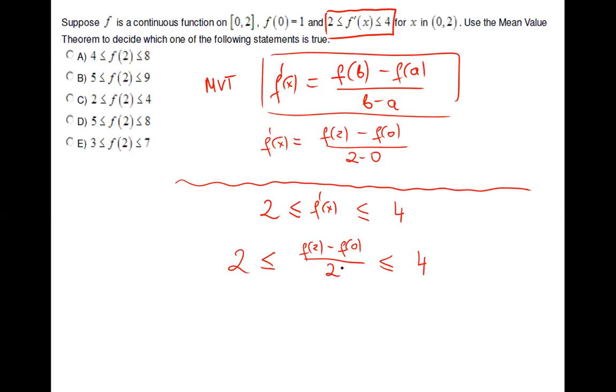Let's multiply each side by 2. Then 4 times 2 is 8, and f of 0 is 1. Okay, I'm almost done. I have to add 1 to each side of this inequality. That means, what is the answer? I'm just adding 1. That means the value of the function at 2 is between 5 and 9.